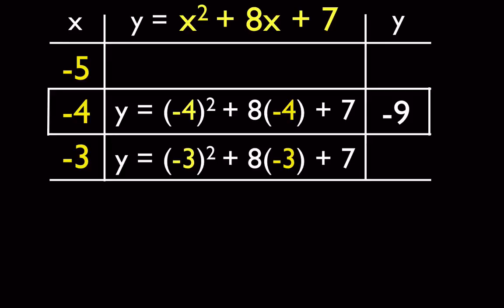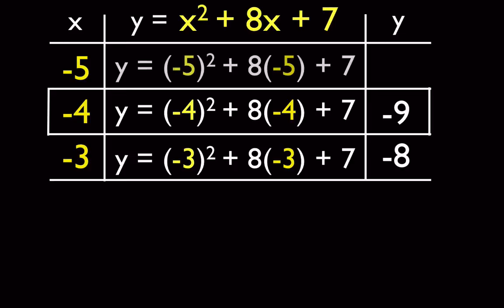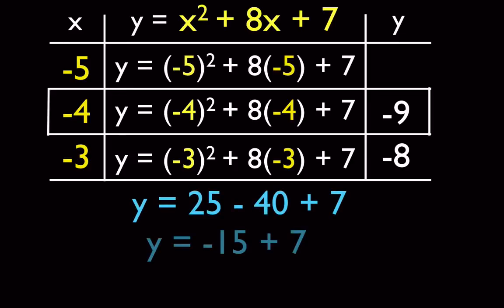When I do that, I get negative 3 times negative 3 is 9. 8 times negative 3 is negative 24, plus 7. Simplifying the operations, I get negative 15 plus 7, which is negative 8. And that's going to go in that spot. Doing the exact same thing on the other side for negative 5, we get 25 minus 40 plus 7, which also gives negative 8.